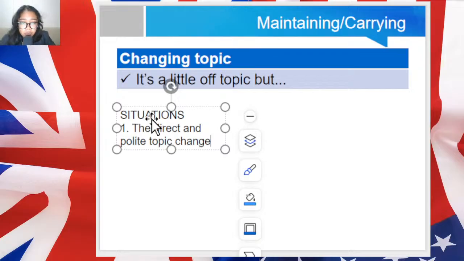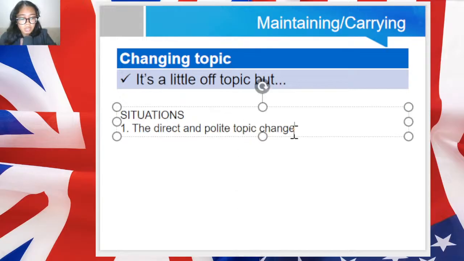So this is a perfect use for changing the topic directly and politely. You are in a conversation about one thing, and you want to ask about or talk about something else that is completely unrelated. The phrase allows you to make this shift without feeling abrupt. Okay. Aside from that, first is the direct and polite topic change.